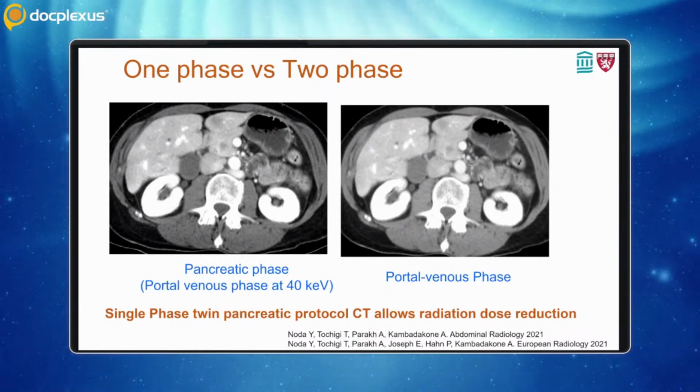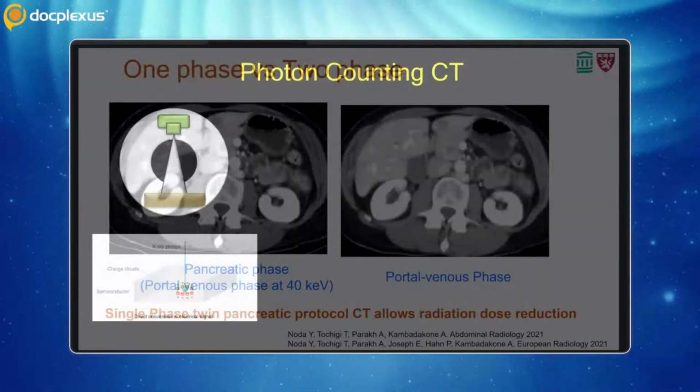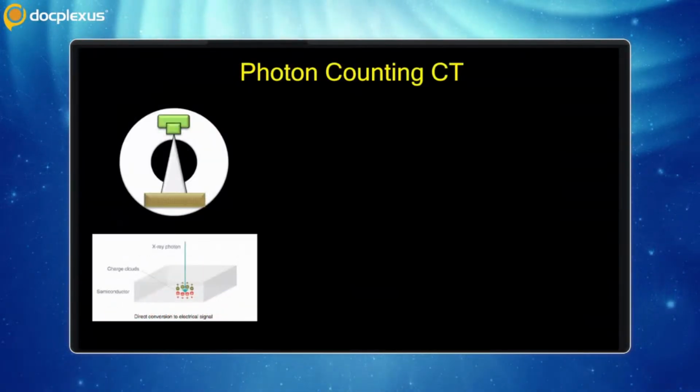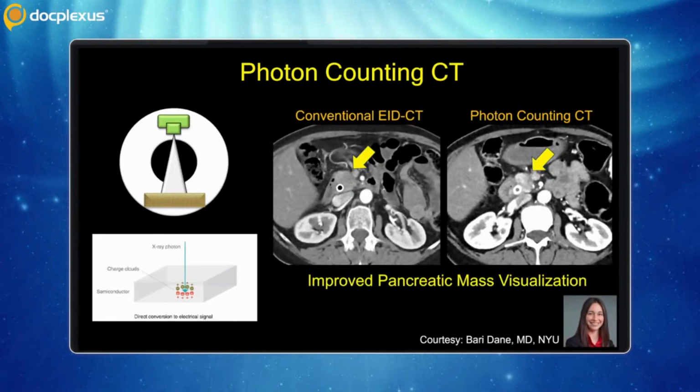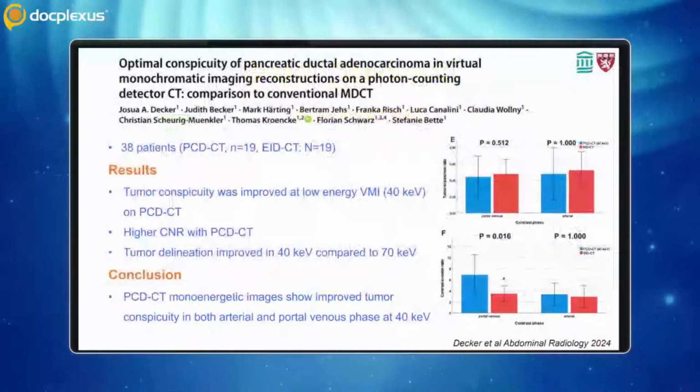Now, there are advances in the realm of CT with the more recent introduction of photon counting CT. There's a lot of interest in this, and this is an image which was shared with me by my friend Barry Dane from NYU, which shows improved characterization and identification of pancreatic masses in patients who undergo photon counting CT. This is a recent study which looked at the value of photon counting CT and found that the monoenergetic images from photon counting CT allowed better characterization of pancreatic cancers.